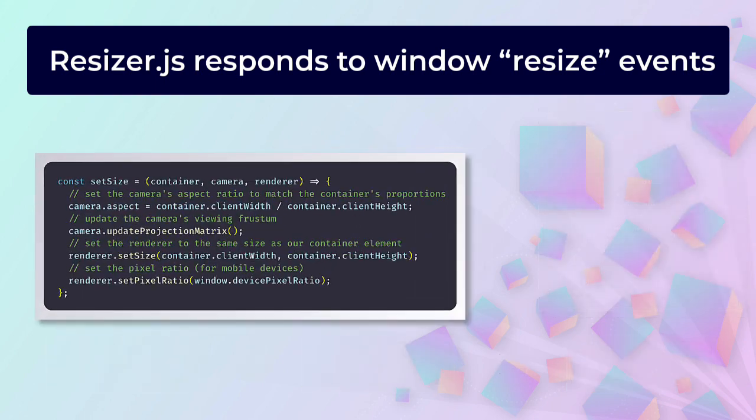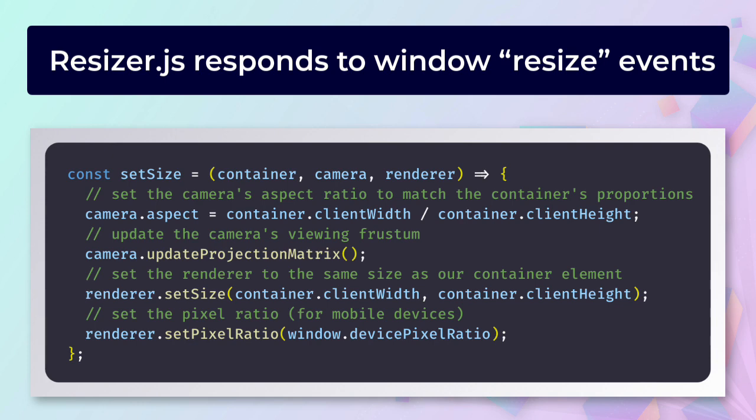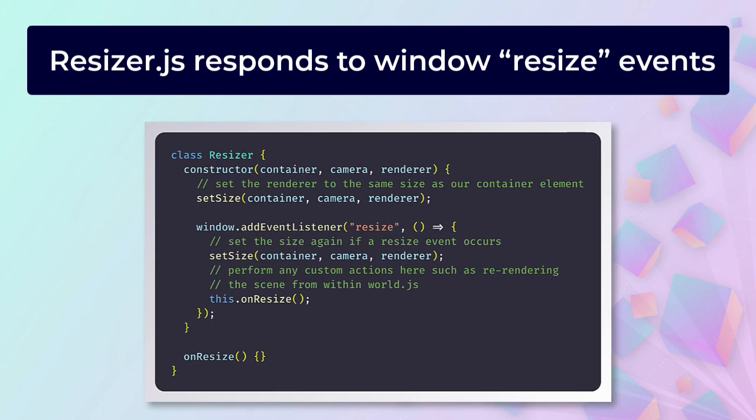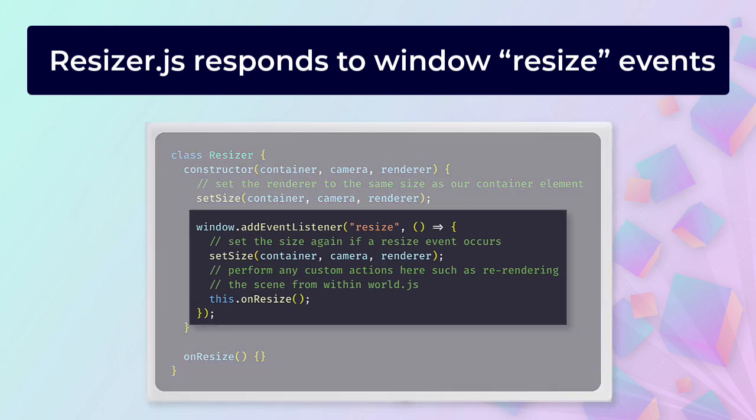Looking more closely at the size object, you can see how we set the size and aspect ratio of our 3D world to match the browser window where it is being rendered. This includes updating the camera's viewing frustum, setting the renderer to be the same size as our container element, and setting the pixel ratio to match that of modern mobile devices where necessary. While in the resizer class, you can see how it includes an event listener that listens for resize events arising from the browser window. Following such an event, this class further readjusts the camera's viewing frustum and changes the renderer to match the new window size.